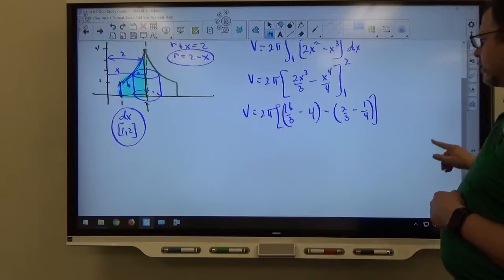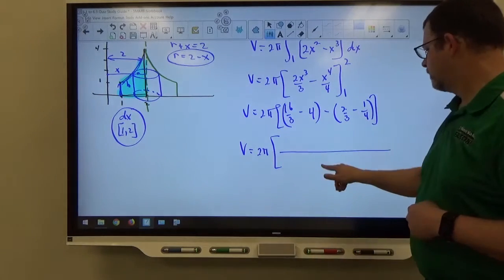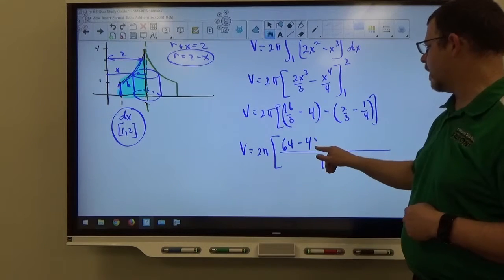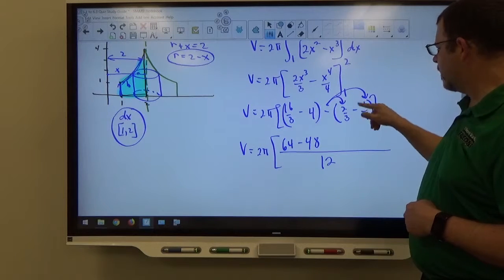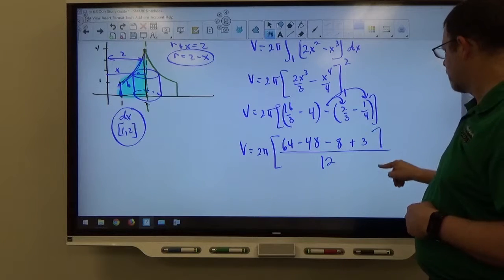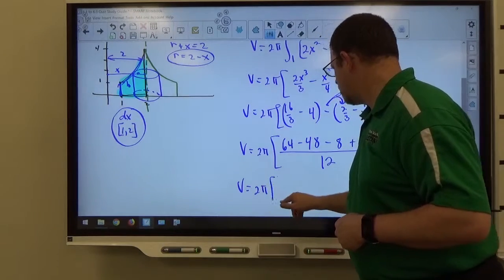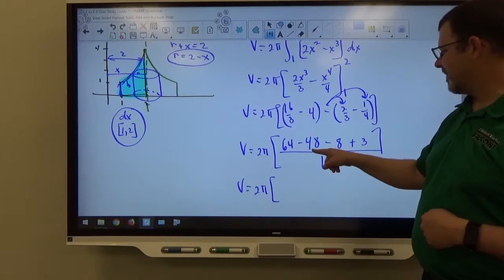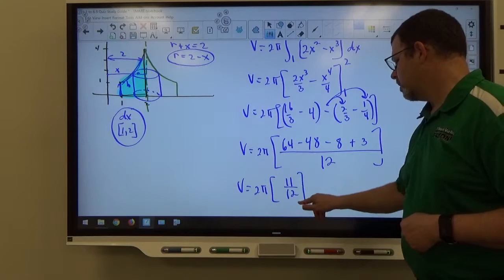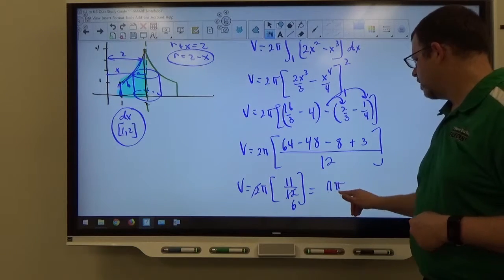Common denominator of all that is 12. So 16/3 times 4 makes 64, 4 times 12 is minus 48. Distribute the minus and modify the denominators. 2/3 times 4 is minus 8, and 1/4 times 3 would be plus 3. And then if I just combine like terms on top, 64 minus 48 is 16, 16 minus 8 is 8, 8 plus 3 is 11. And then the 2 chops the 12 down to a 6, so we get 11 pi over 6 cubic units.